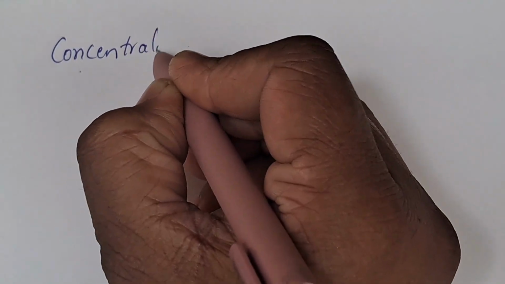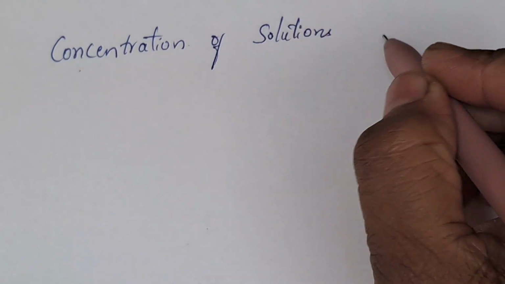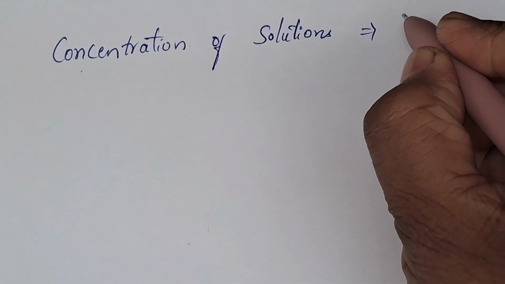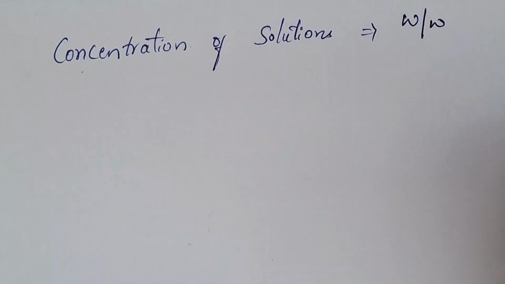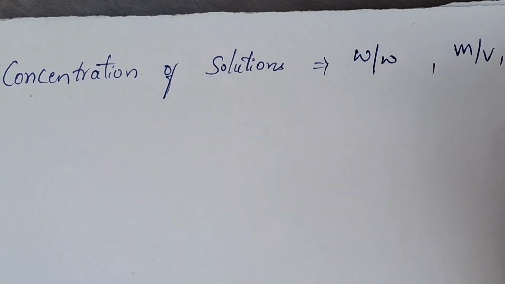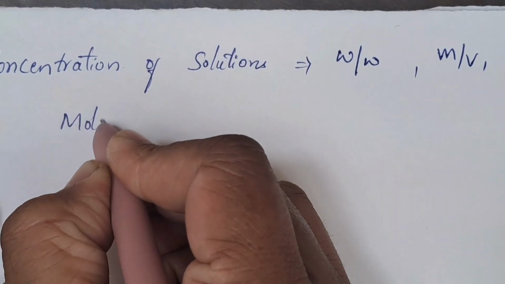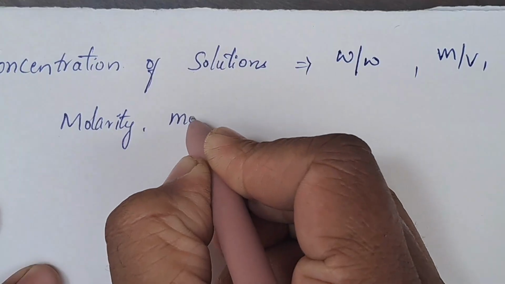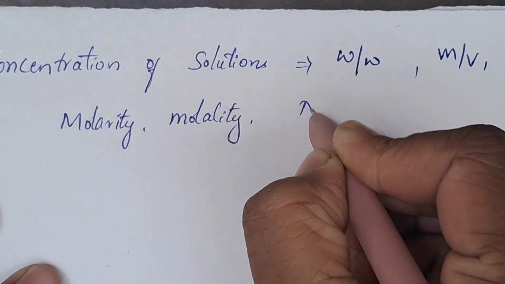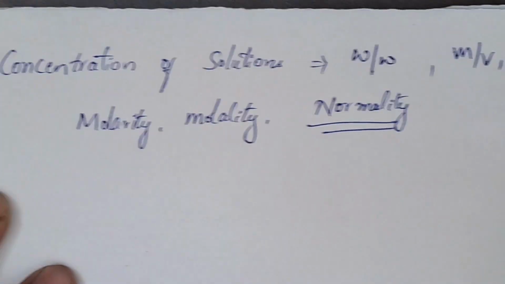Today I am going to discuss the concentration of solutions. We use various ways to express concentration, such as weight by weight, or mass by mass, or mass by volume, or volume by volume. Sometimes we also express it in molarity, and we also express it in terms of normality. So today we are going to discuss only normality.